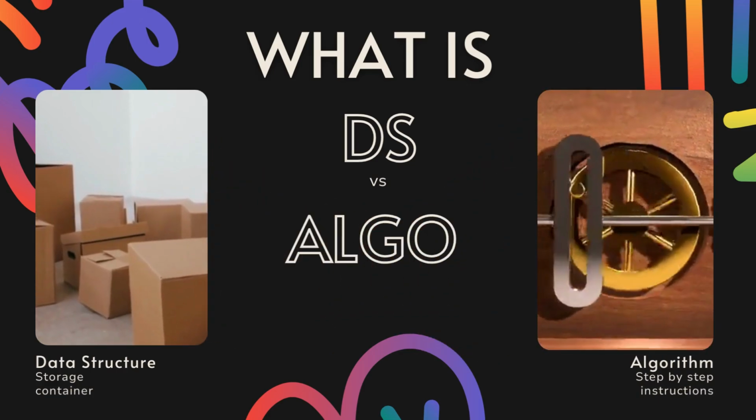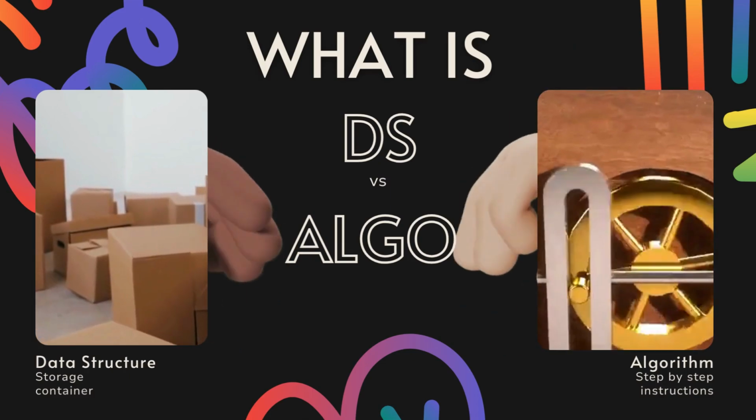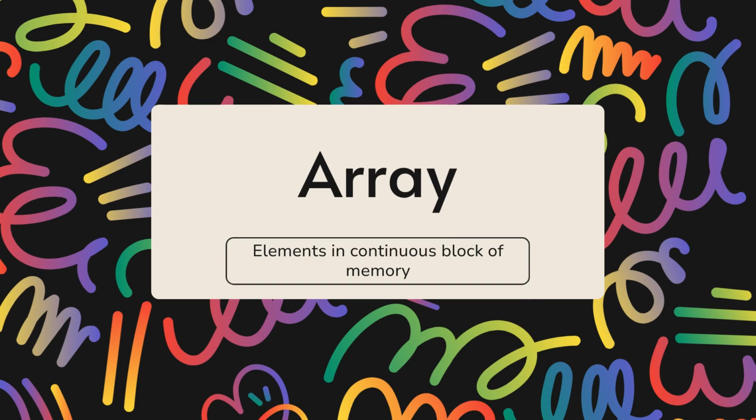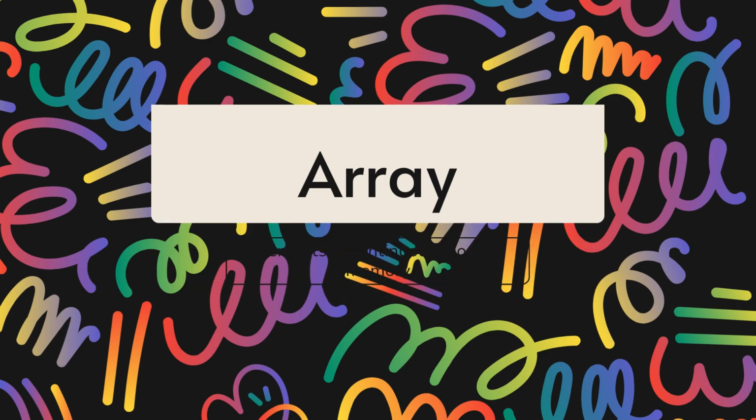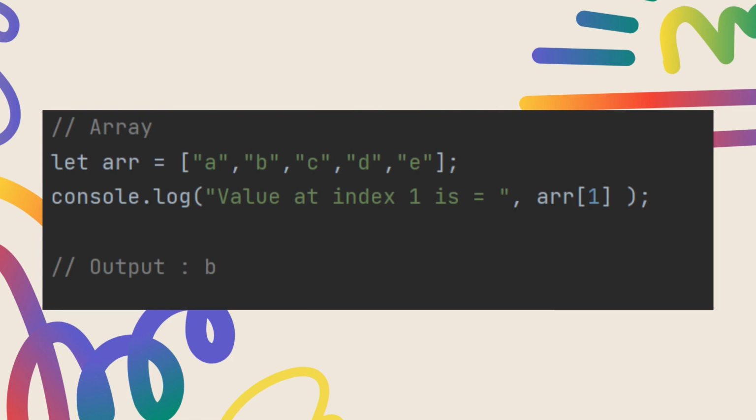So now let's get hands-on with some practical examples of different data structures. We will start with array. An array is like a list, allowing you to store a collection of items. It's like having a shopping list where we can add and remove items as needed. In JavaScript, you can create an array like this.